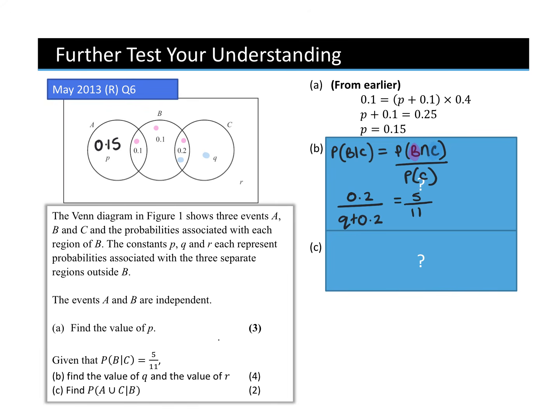So from here we can cross multiply. So I'm going to get 11 lots of 0.2 equals 5 lots of Q plus 0.2. Expand, rearrange, and then I'm going to get Q equals 0.24.